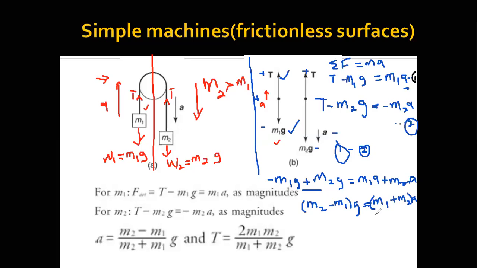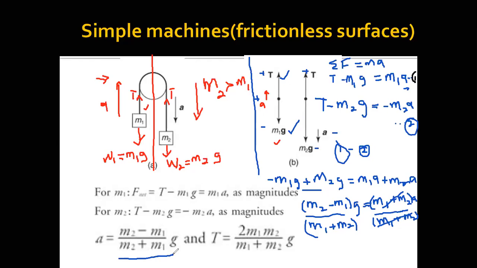If you want your acceleration, then we divide both sides by m1 plus m2, okay, right? Then you divide this side too by m1 plus m2, okay. Once you do this, this cancels out that, and then you are left with acceleration equals to m2 minus m1, okay, times g over m2 plus m1, okay. So that is how you get acceleration.